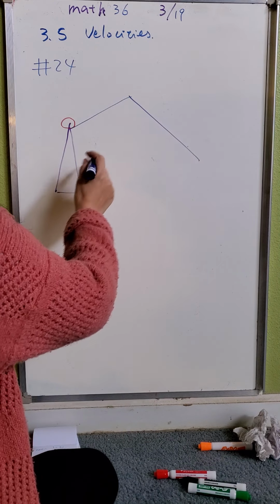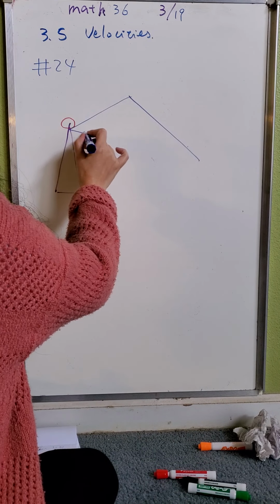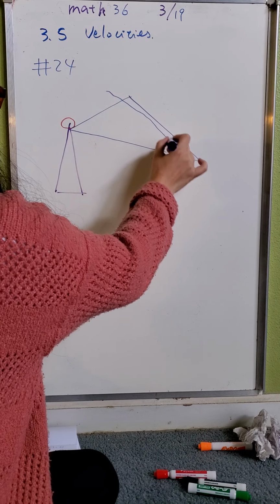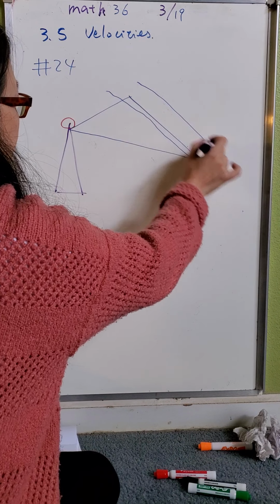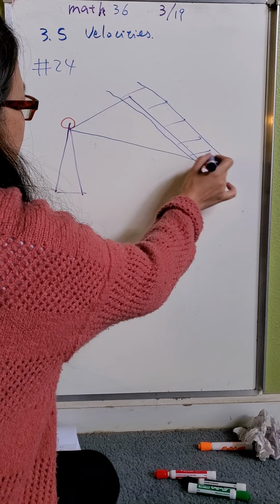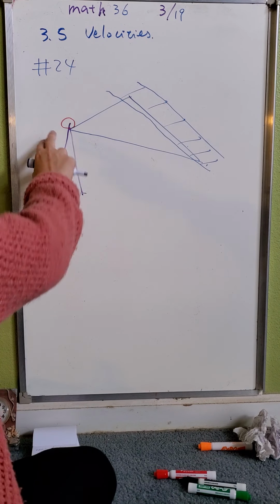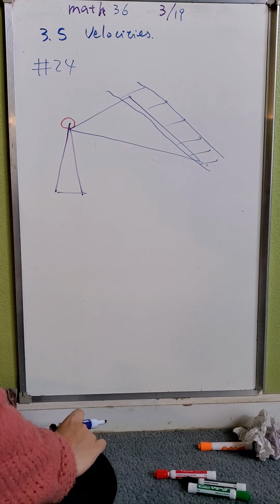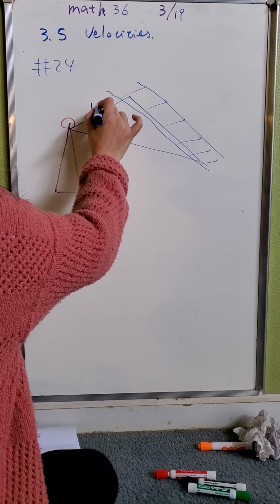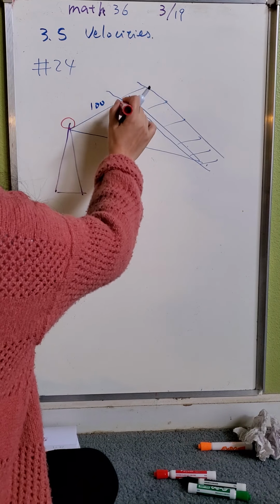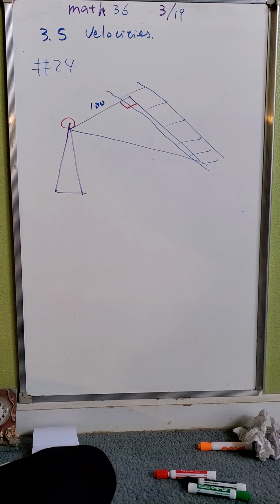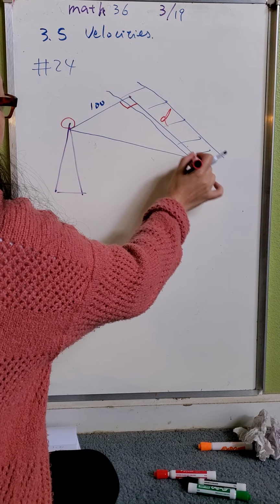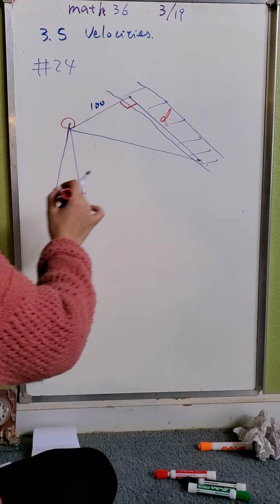Make a triangle. So these are the shore, and that's the shore right here. So this is sand, and the lighthouse is shining on the beach here. And they said this is 100. And this forms a 90-degree angle. This is D, the distance from here to here is D. And this is L.